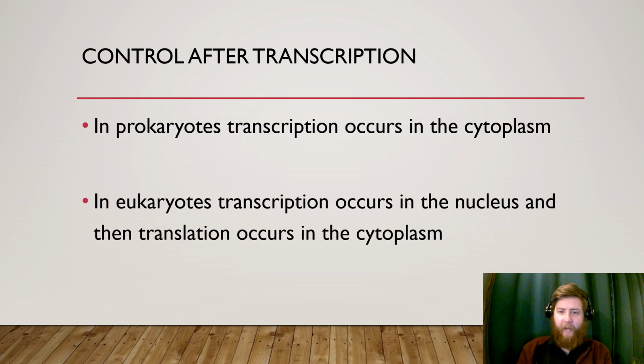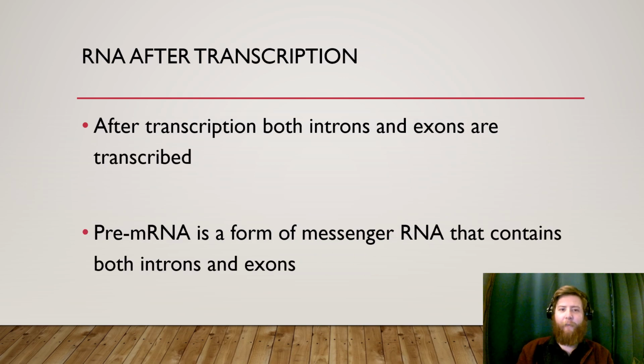Most of eukaryotic control is after transcription. In prokaryotes, transcription occurs in the cytoplasm. In eukaryotes, this is in the nucleus. And then for both, we translate in the cytoplasm. So after transcription, we have both introns and exons. This forms pre-mRNA, which is a form of messenger RNA that contains both introns and exons. So if you see both important and non-important chunks of RNA in here, that is pre-mRNA.